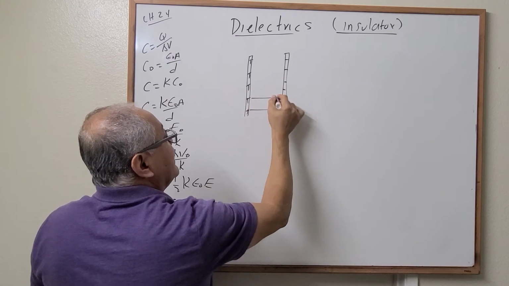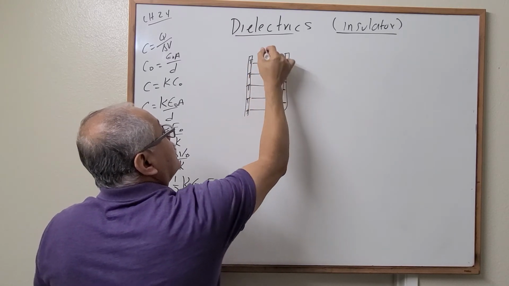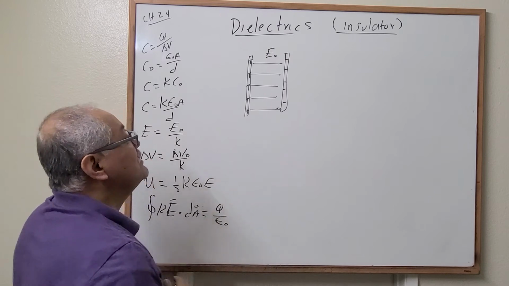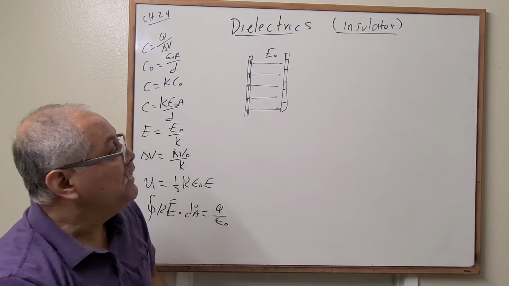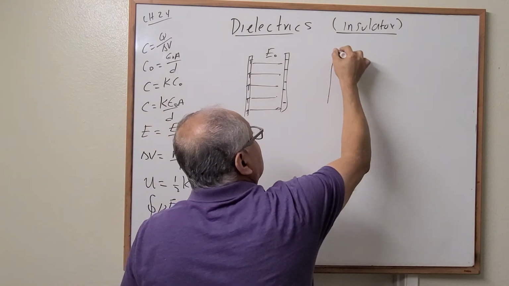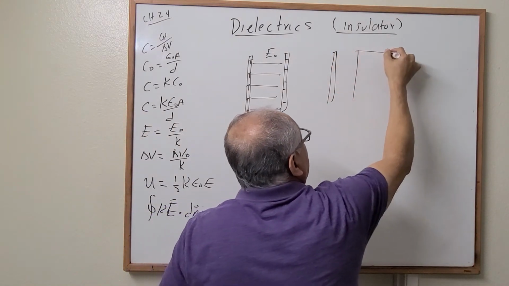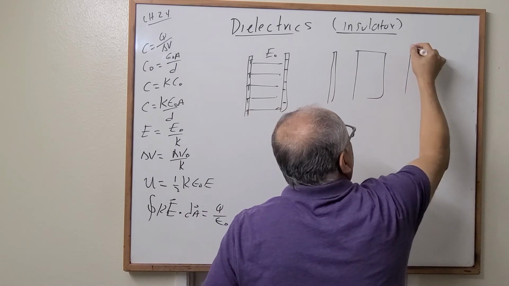Of course, we have an electric field, the electric field without a dielectric. What happens when we place a dielectric in between? Well, now let's do it. Imagine this is the dielectric right here.